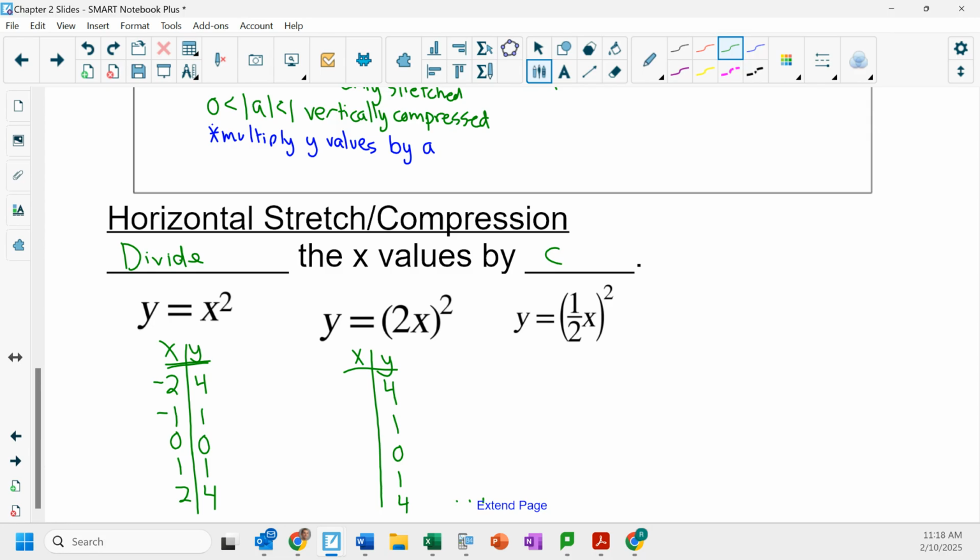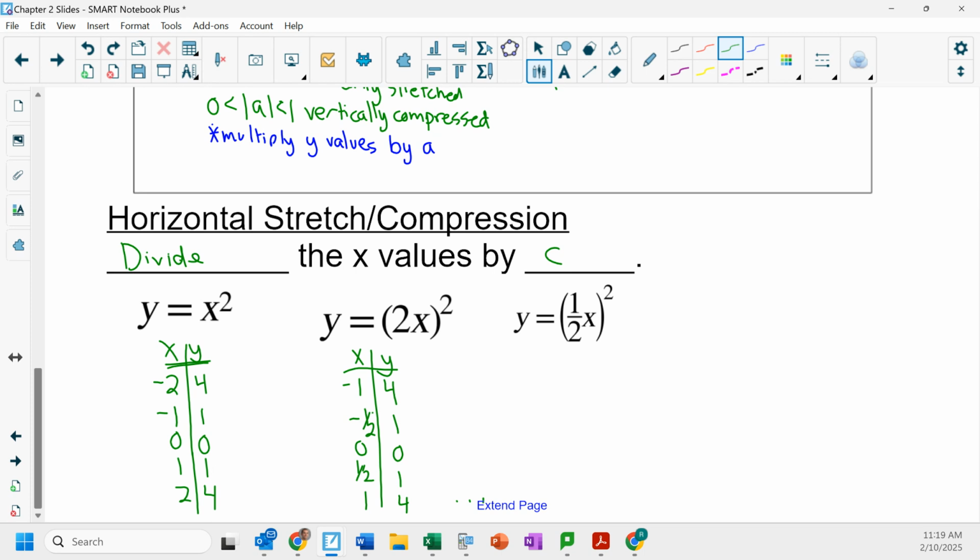So normally the X is negative 2. I'm dividing that by 2, so this would be negative 1. So I'd have the point negative 1, 4. Then I have another X value, originally negative 1. I'm dividing that by 2, so negative 1/2 would be our next X value. 0 divided by 2 is still 0. 1 divided by 2 is 1/2. And then 2 divided by 2 is 1. So that's what that would look like.